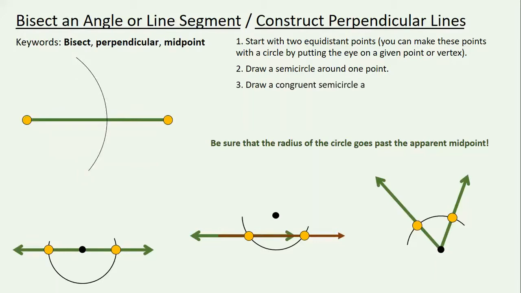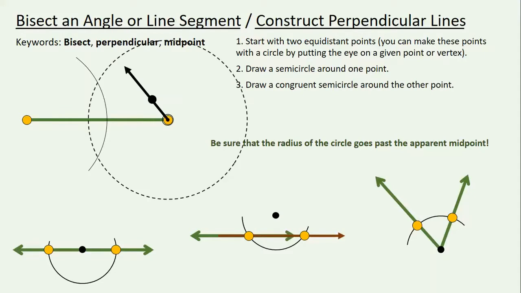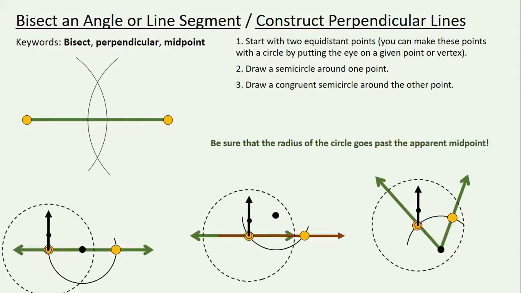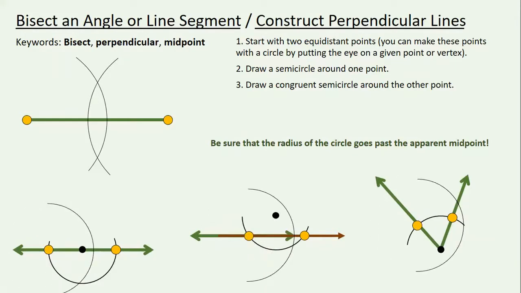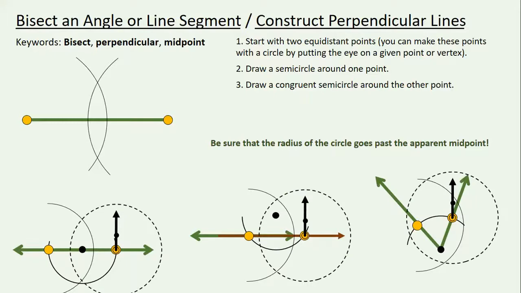Step 3 is to draw a congruent semicircle around the other point. So again, my compass with the same radius, and I'm going to draw a semicircle through the middle again. So in all of these, we're going to choose a radius that is slightly past the midpoint and draw an arc. Then we're going to slide our compass onto the other endpoint and make another arc.